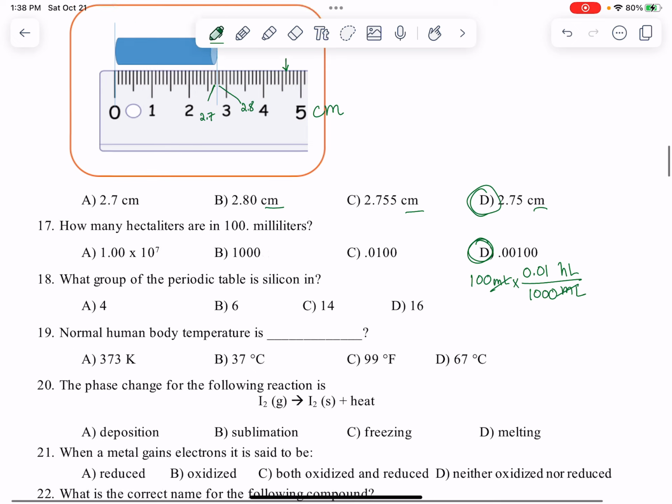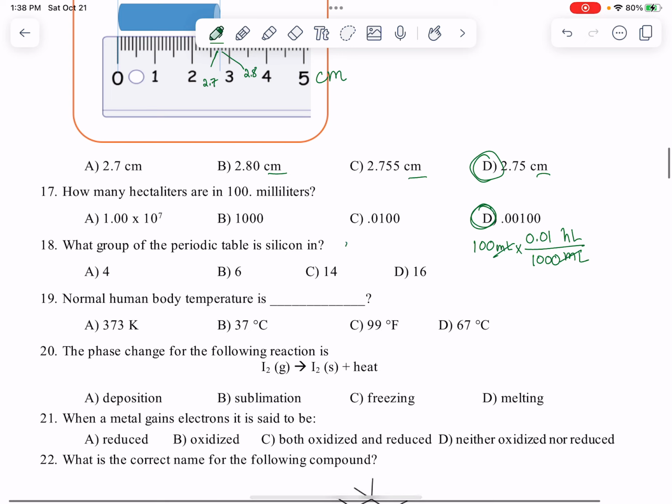What group on the periodic table is silicon? Recognizing silicon is Si, and you just find it on the periodic table. I'm looking over at mine, and that is group 14.